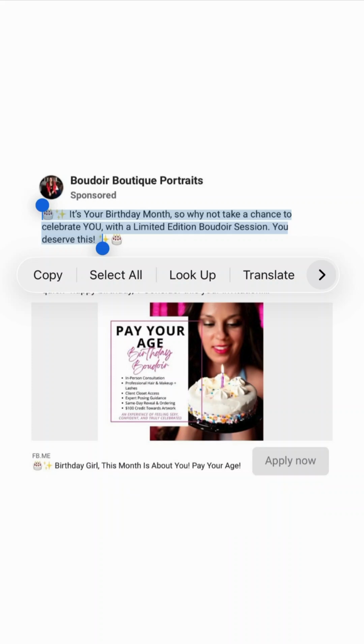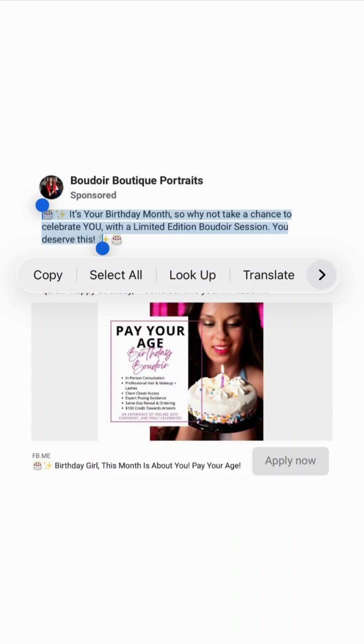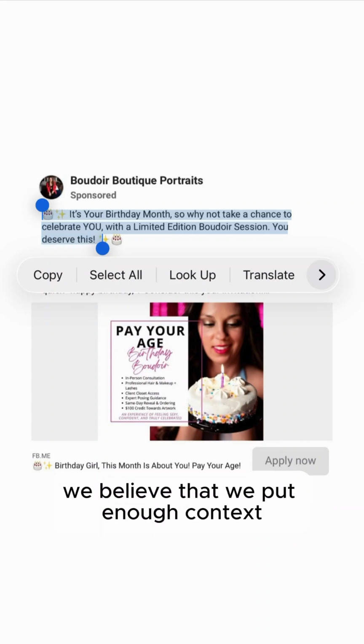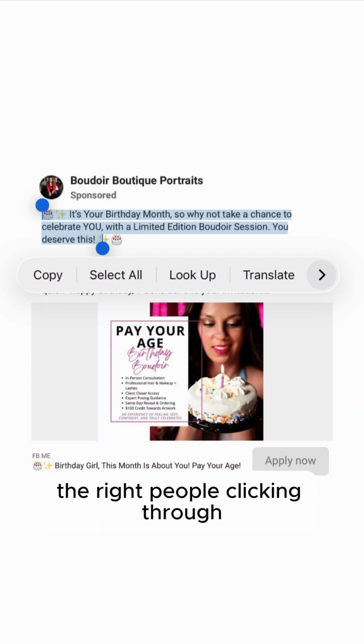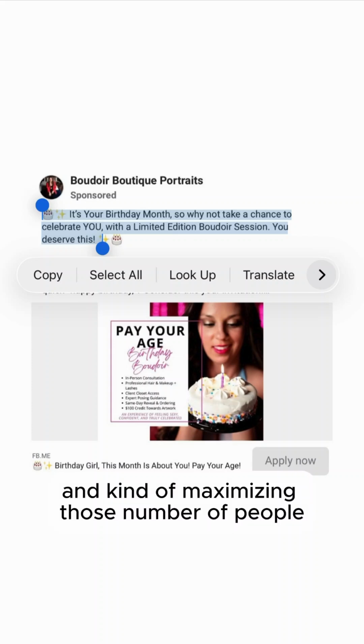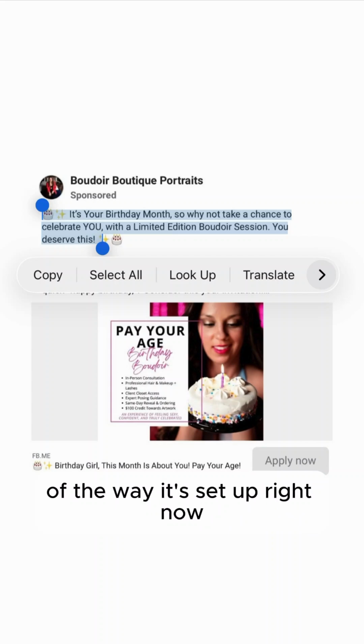So the false belief that causes us to make this mistake is we believe that we put enough context to actually get the right people clicking through and kind of maximizing those number of people. But that is 100% incorrect with the way it's set up right now.